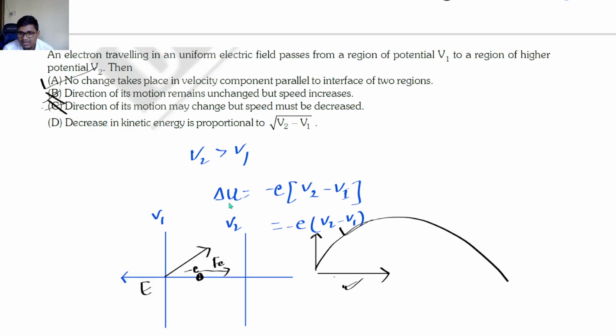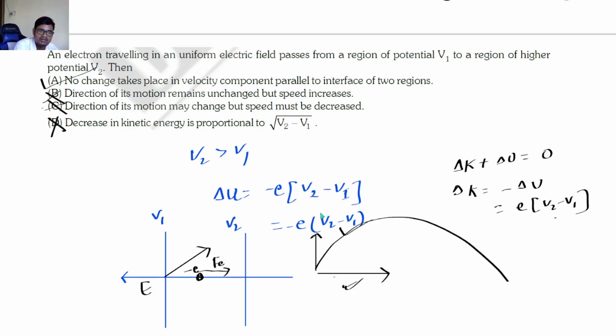Because we have a decrease in potential energy, and the decrease in potential energy should equal the increase in kinetic energy, because from conservation of energy delta K plus delta U should be equal to 0. So delta K will be minus delta U, and that is e times (V2 minus V1). So kinetic energy is increasing and it is proportional to V2 minus V1, not the root of V2 minus V1. So the correct option should be option A.